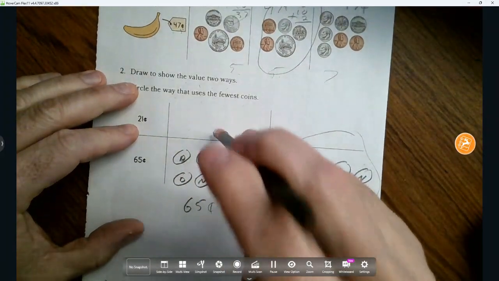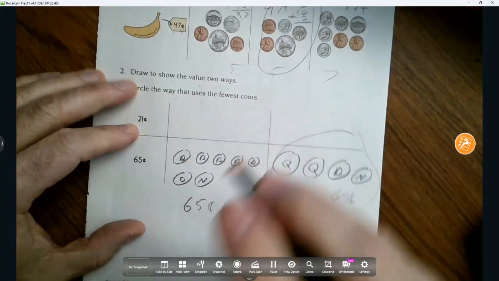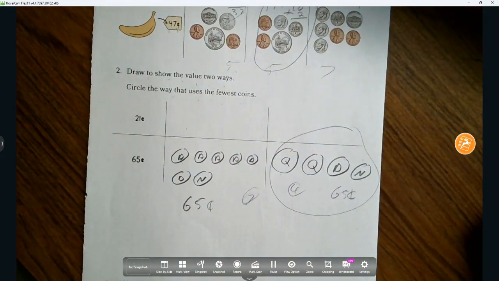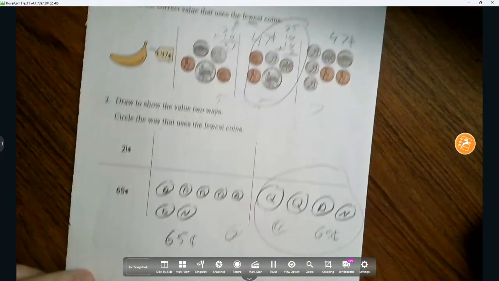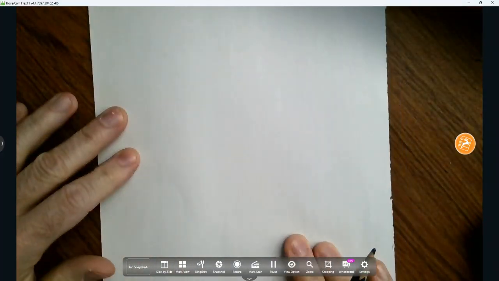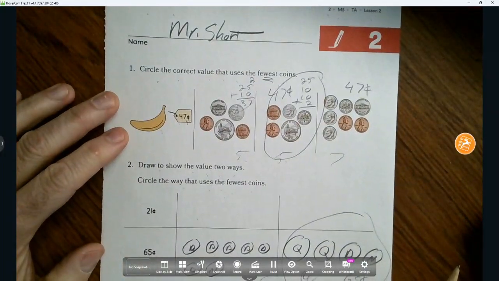Don't forget up here, you have to do 21. Do it 2 different ways. All right, 2 different ways to find 21. On the back, we have nothing again. Look at that. That's 2 days in a row. That's been pretty quick and easy.